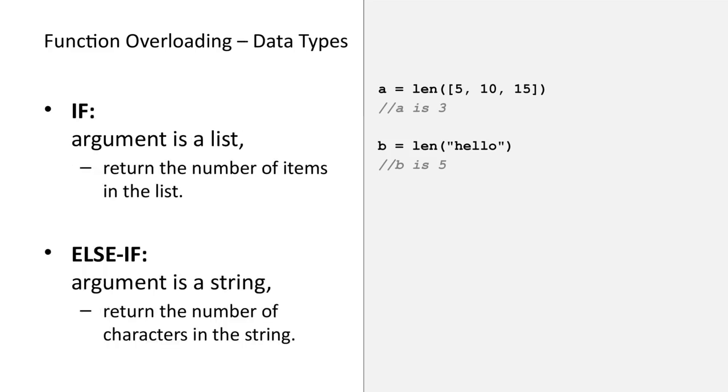Let's imagine how the len function might be implemented internally. A conditional statement can be used. The condition will check the type of the input argument. If the argument is a list, then the function will count the number of items in the list. If the argument is a string, then it will calculate the number of characters in the string.